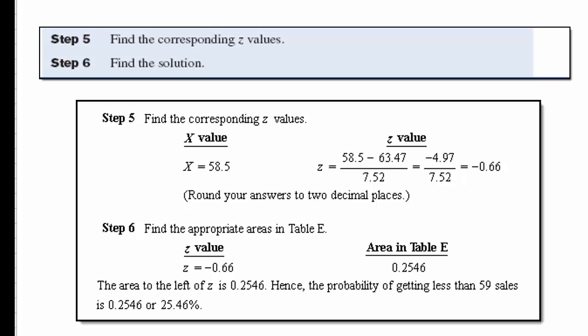Then we move on to step 6, which is to calculate the solution. What you have to do is find the appropriate area in a table. In our case, we're using table E. So we look up the information in a z-value table.